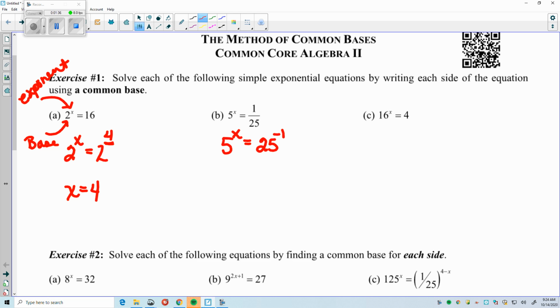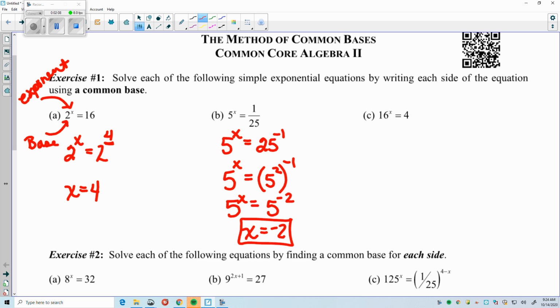Now we have to think, how do I write 25 to have a common base of 5? So if I could write 25 as 5 squared, now that's my 25, and don't forget we have that exponent of negative 1. So this brings us to the point where we have a power raised to a power. We know if we have a power raised to a power, we can multiply. So we could say this is 5 to the negative 2. And now I see my bases are equal, which means my exponents are equal. So x has to be negative 2.